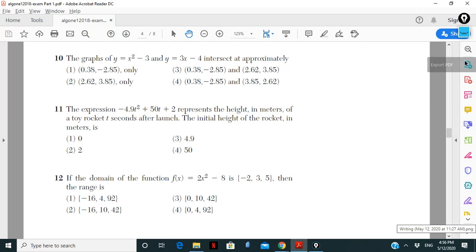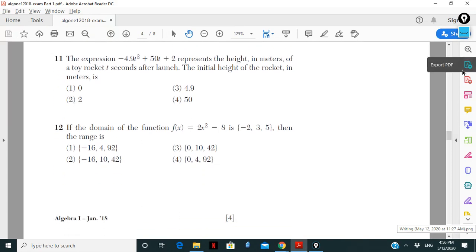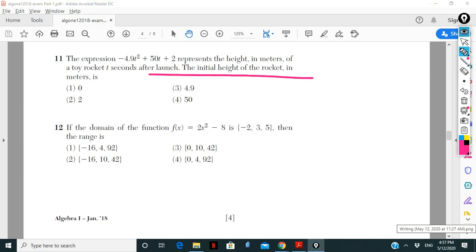Question number 11. The expression -4.9t squared plus 50t plus 2 represents the height in meters of a toy rocket after t seconds. The initial height means the y-intercept. The initial height should be 2. So the answer is 2.